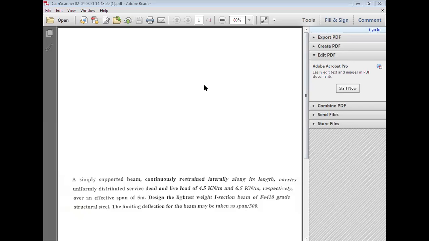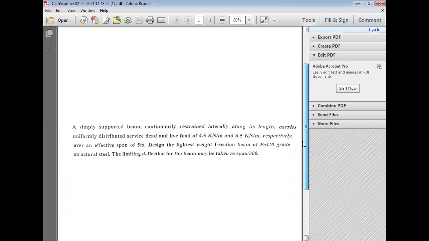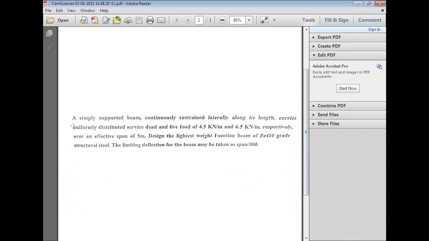We are going to see a topic of simply supported beam, in which I will solve one sum. The question is: a simply supported beam continuously restrained laterally along its length, carrying uniform distributed service load. The service load consists of dead load and imposed live load. Dead load is 4.7 kN per meter and live load is 6.5 kN per meter. And the span length is 5 meter.